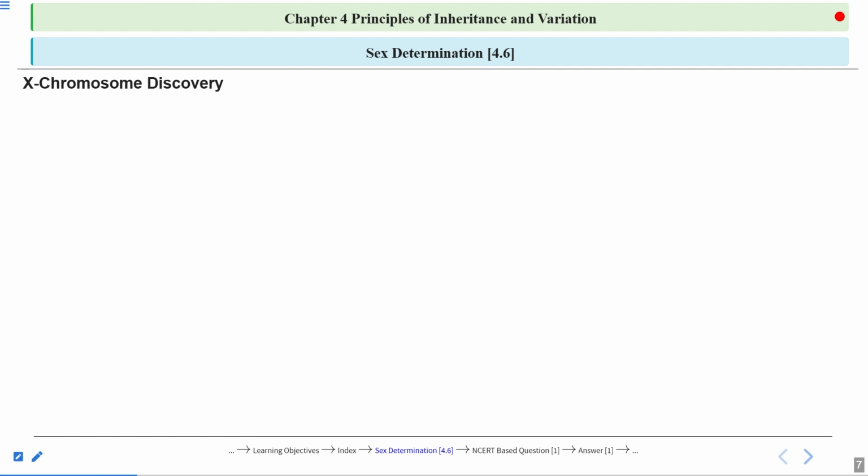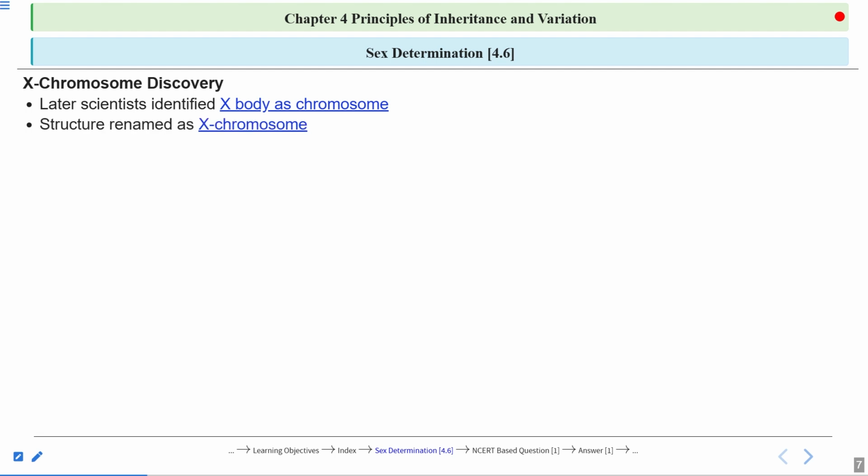Now, let's study the discovery of the X chromosome. Till now we know that the X body was discovered by Henking, who said the X body is present in 50% of the sperms. Now, how was the X chromosome discovered? Later scientists identified this X body as a chromosome. So this X body was nothing but the chromosome present in the sperms, and it was later named the X chromosome. That's why the name X chromosome.